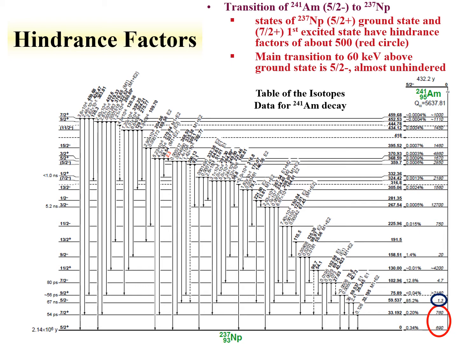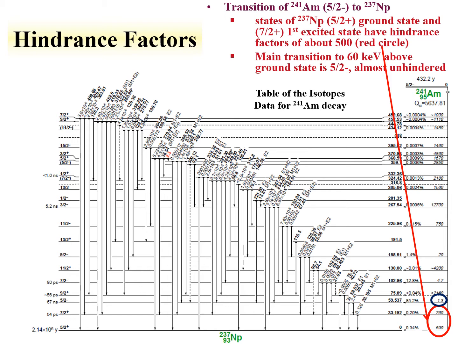Now, while we can calculate these hindrance factors, they're actually available in the table of the isotopes. As an example, let's look at the transition of americium-241 to the neptunium-237 via alpha decay. Here's the data in the chart of the nuclides. We get the half-life of the americium-241, its spin and parity, the Q value, and then a bunch of these numbers that are listed here. And these are our hindrance factors.